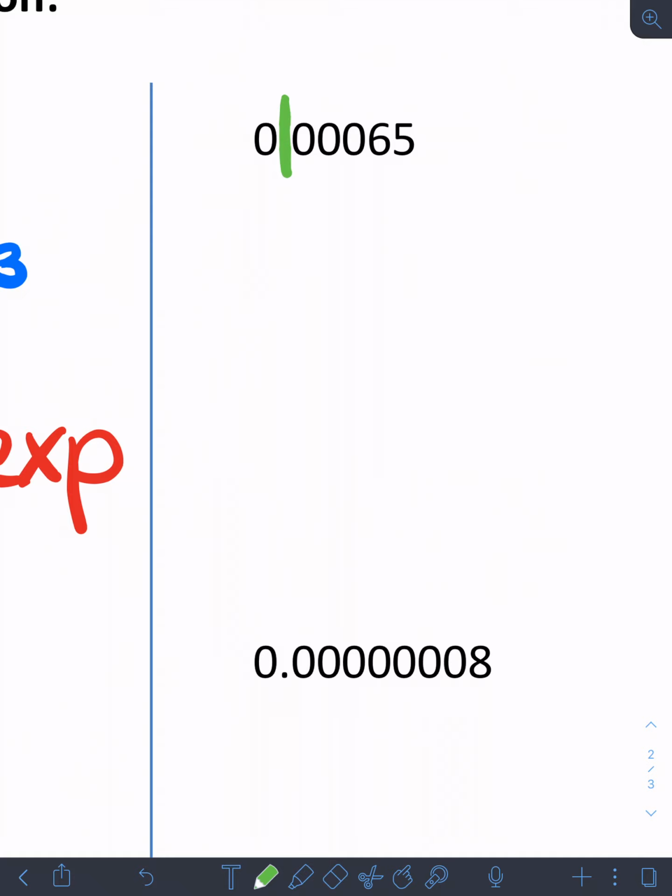And then we're going to draw a line after the first non-zero digit. The first non-zero digit is 6. And then we're going to count how many spaces in between. So there are 1, 2, 3, 4 spaces in between. And since this was a number between 0 and 1, that means our exponent is going to be negative. So now we're going to write it as 6.5 times 10. And then 1, 2, 3, 4 digits in between, so to the negative 4th power. So this one had a negative exponent.